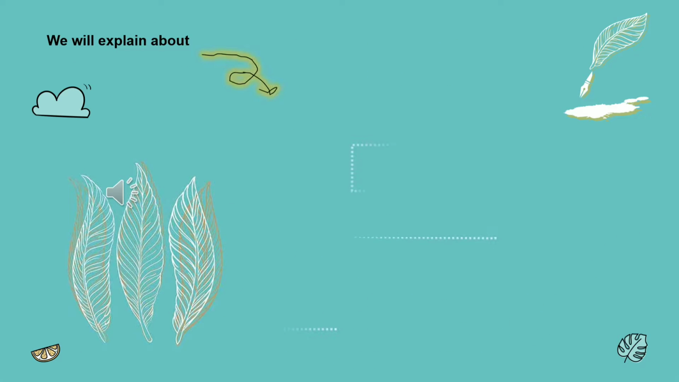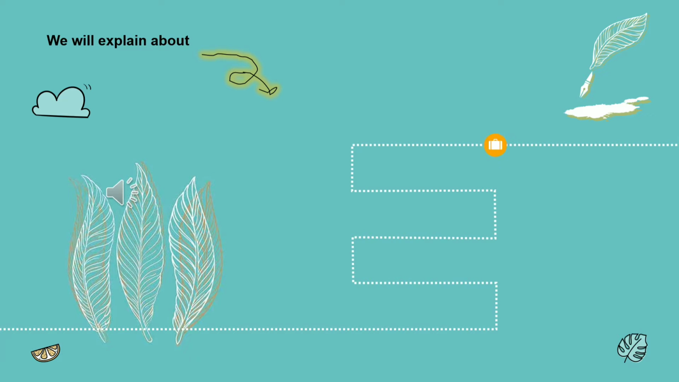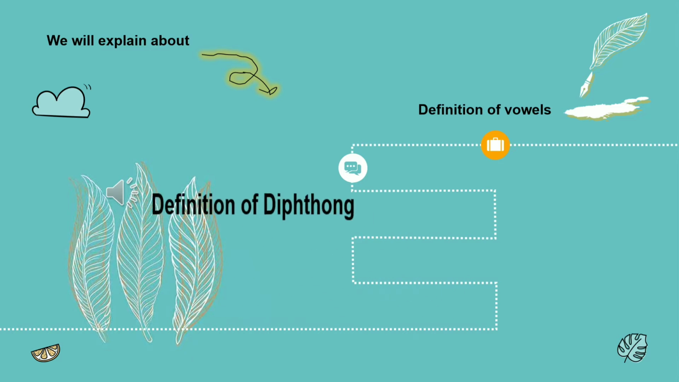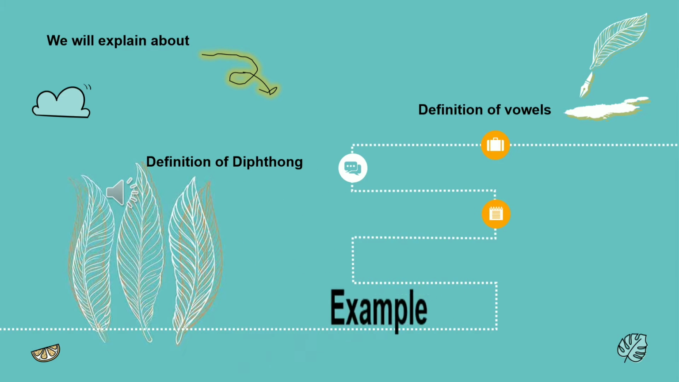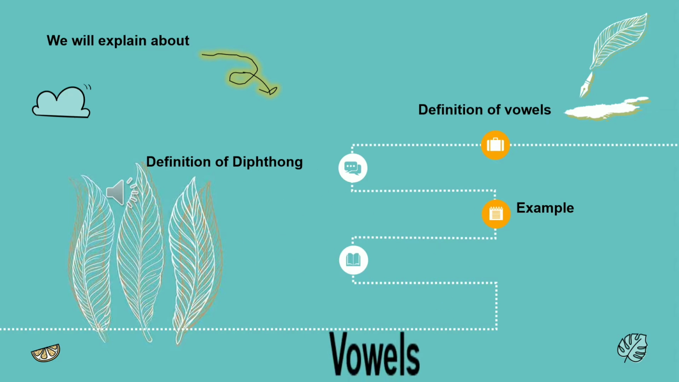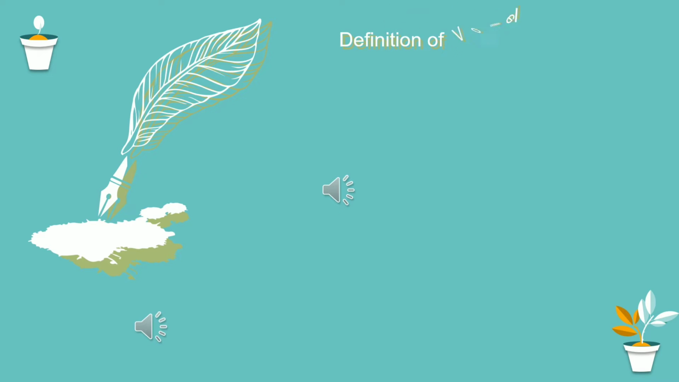In this presentation, we will explain about the definition of vowel, definition of diphthong, example vowel articulation, and diphthong articulation.